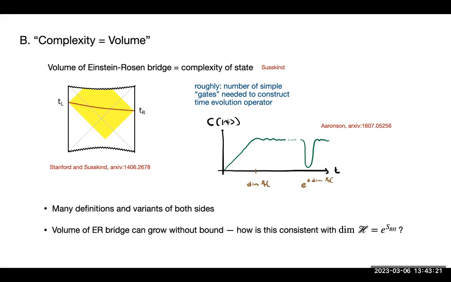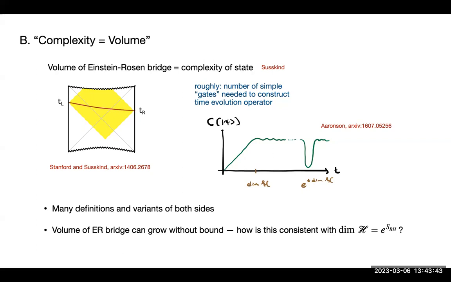And Susskind suggested that that was going to be related to the complexity of the corresponding state, the number of gates you would need to prepare this state from some reference state. Or if you like, the number of gates needed to construct the time evolution operator going forward. I just stole this picture from Susskind.